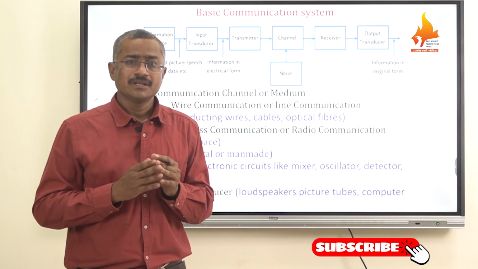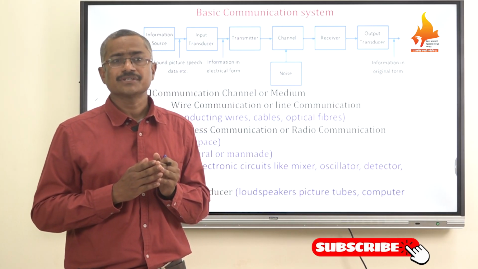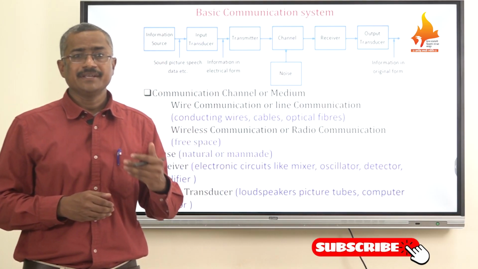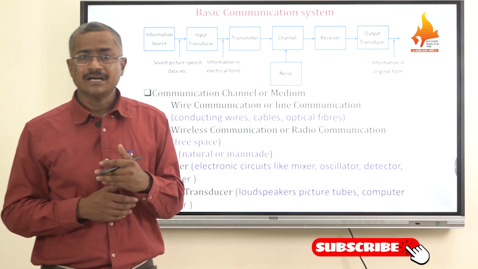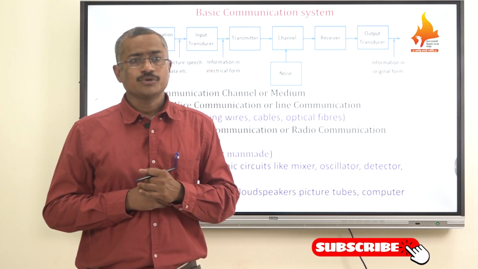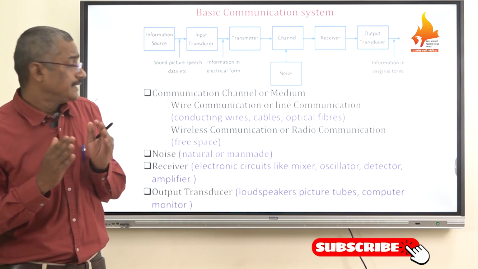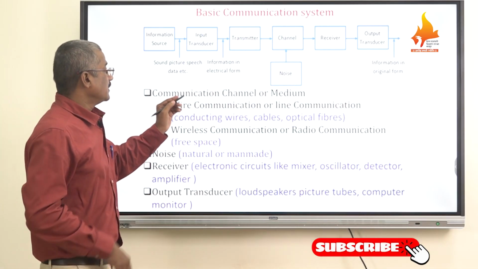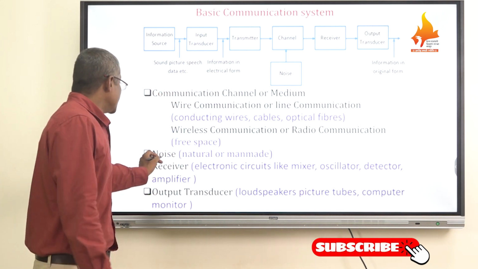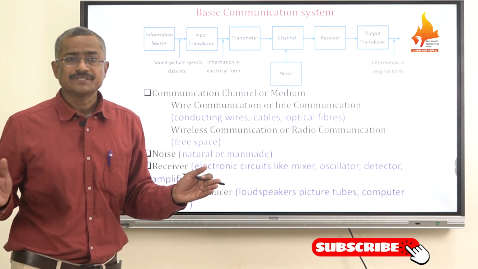Radio communication can be used for long distance communication, such as from one country to another, like India to US or US to India, or even we can communicate from one planet to another also. Now, the next important thing is that when the information is communicated from one point to another point, noise gets added to the information signal.